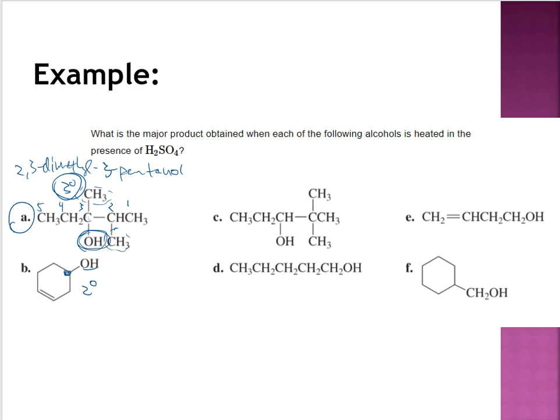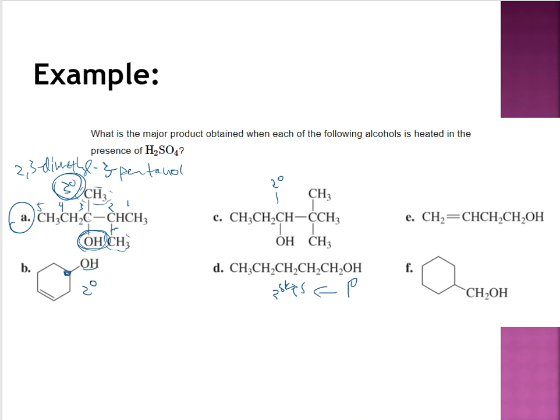For part C, this one was a secondary alcohol. There was a shift. That shift took place to give it a tertiary position, but in the beginning it was secondary. For part D, this was a primary alcohol, and the primary alcohol took two steps. It formed the double bond, then broke it, then reformed it. That's the issue with primaries.